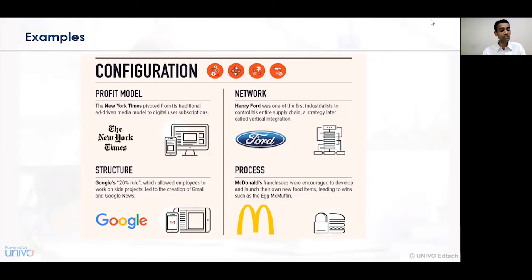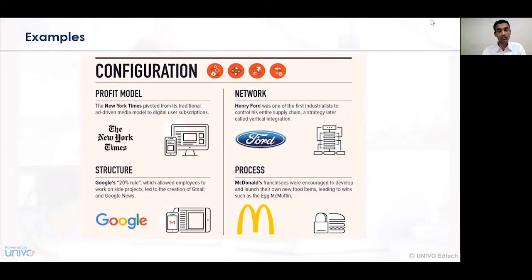So the profit model of the company continues. That is, the business of the company does not change, and the company continues its profit. Earlier, it was generated from the traditional mode, that is, ad-driven media. Now the revenue generated for the company is from online media, the digital mode, through which various advertisements can be provided alongside the news headlines. The second example, of the network configuration of the innovation wheel, is the Ford company.